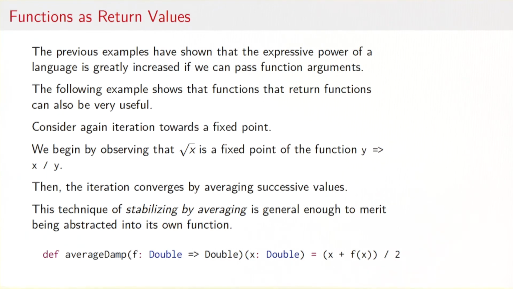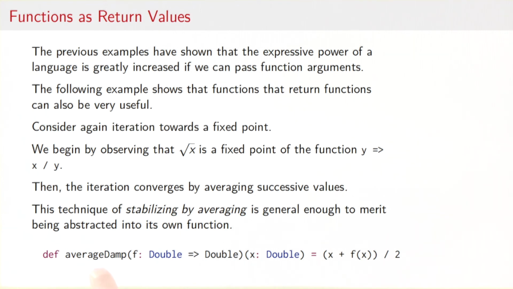Let's go back to our observation that square root of x is a fixed point of the function that maps y to x over y. We've seen that square root doesn't converge that way, but we could make it converge by averaging successive values. This technique of stabilizing by averaging is general enough to merit being abstracted into its own function. Let's see what this function would look like.